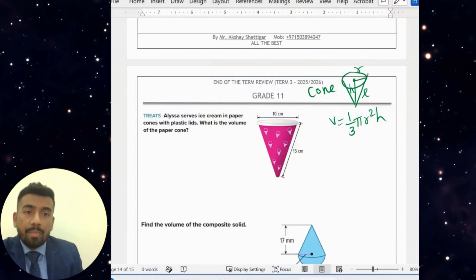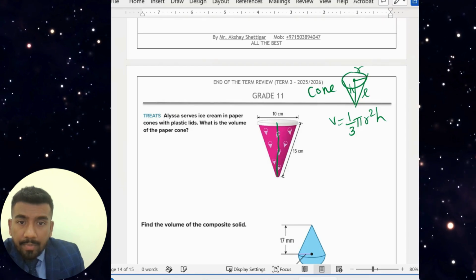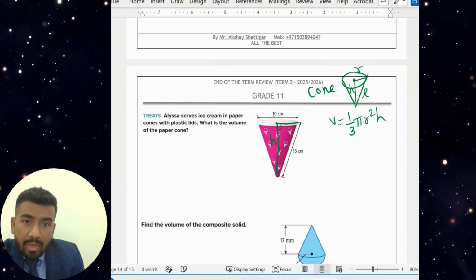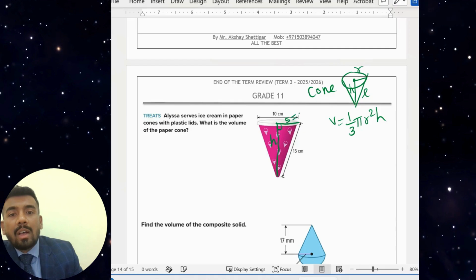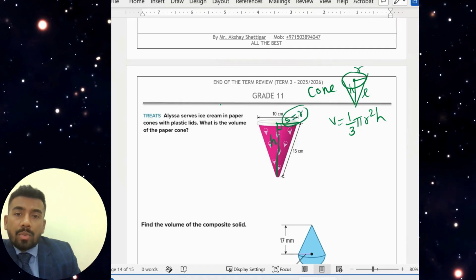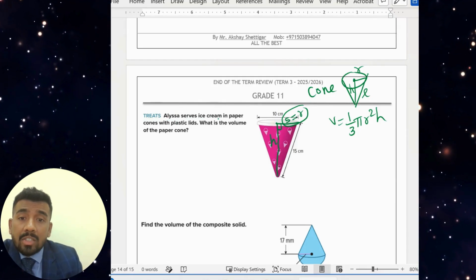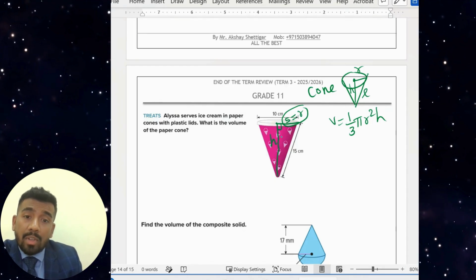Now what's h? H is the height in the middle. So this is the h, and that's the radius. Tell me, if this total is 10, how much is the radius? Half, 5. So your r is 5. Okay, h we don't know. Let's read this question. We forgot to read. Eliasa serves ice cream in the paper cones. What is the volume of the paper cones? So they want the volume.